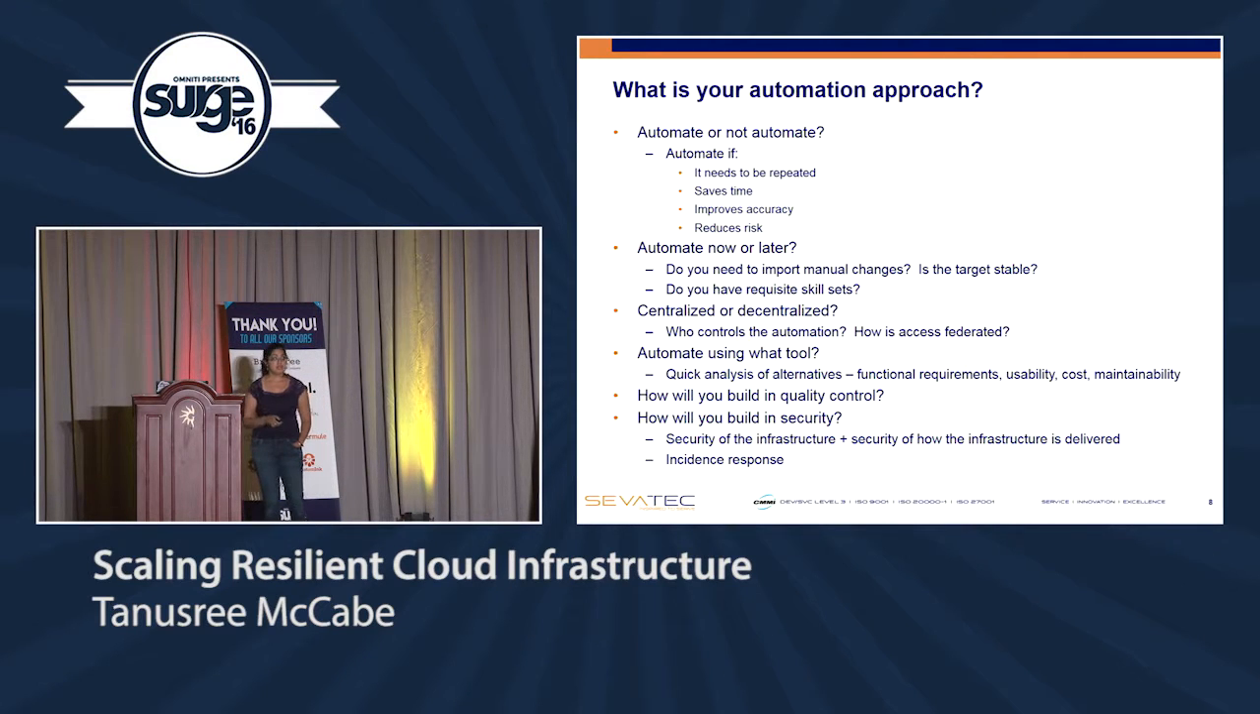So if your team doesn't know how to automate, but they have the time to learn and ramp up, then that's great. But that means you don't automate day one. That means you automate when they actually know how to automate. So centralized or decentralized, this is an interesting governance question, and it should be answered up front as part of your automation approach. So who controls the automation? How is that access federated?